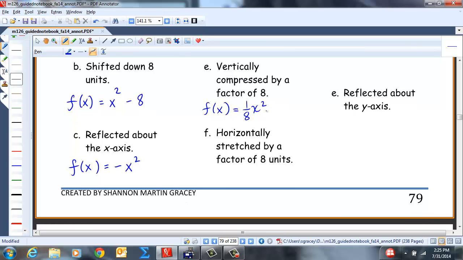Okay, so horizontally stretched by a factor of 8 units. So this one is kind of odd. Since you do end up multiplying by 1 over a, we want to stretch this. So f of x would end up being 1/8 times x, the quantity squared. And that would give us a horizontal stretch by a factor of 8 units.